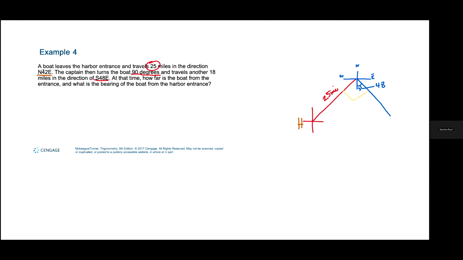All right. Then, so now the boat's basically here at this point. This is where the boat is currently. And this distance that it traveled here was 18 miles. So how far is the boat from the entrance? So how far is it from the entrance, which was the harbor? So this is the distance we need.